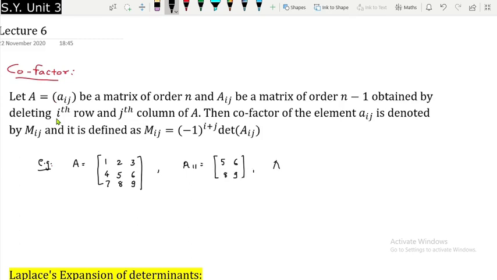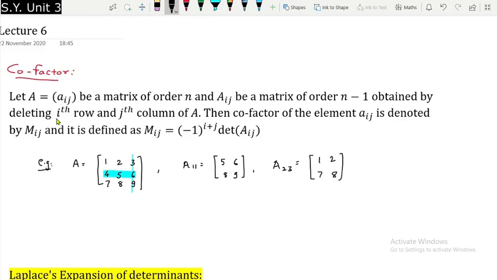Similarly, what about the A23 matrix? The A23 matrix will be the matrix obtained by deleting the second row and third column. So you have to delete this second row and this third column. So you are left with just 1, 2, 7 and 8.